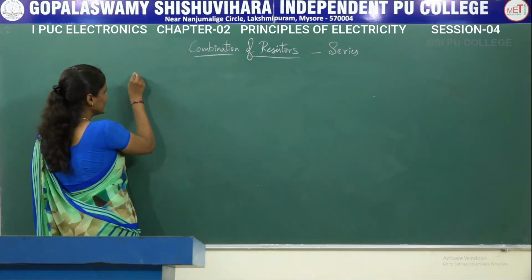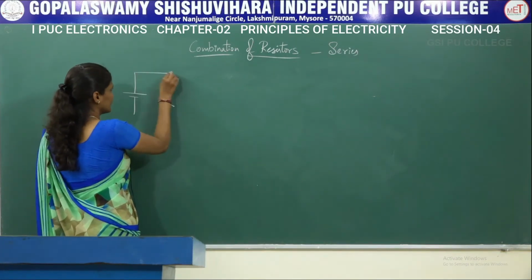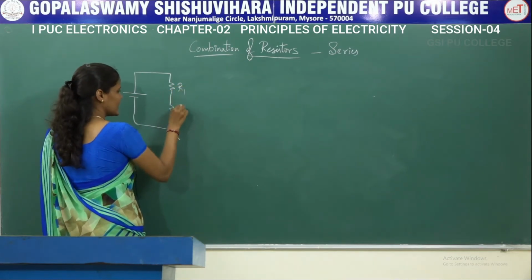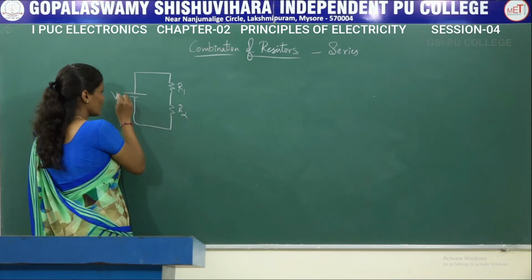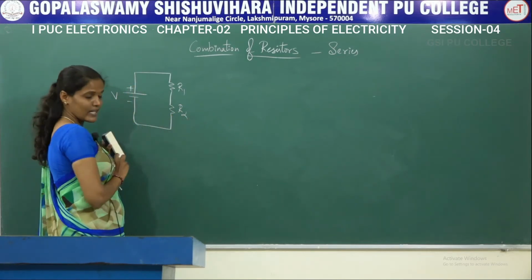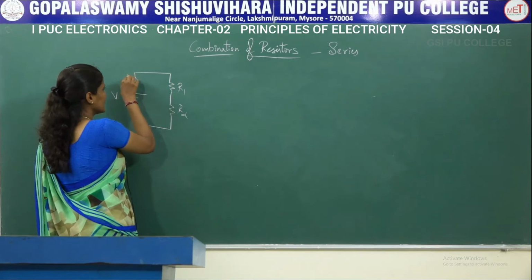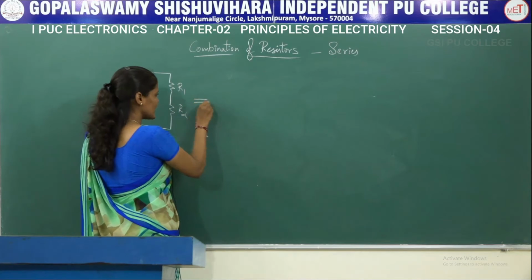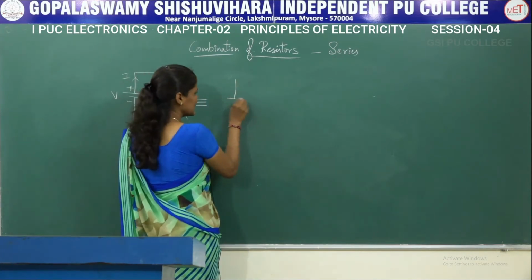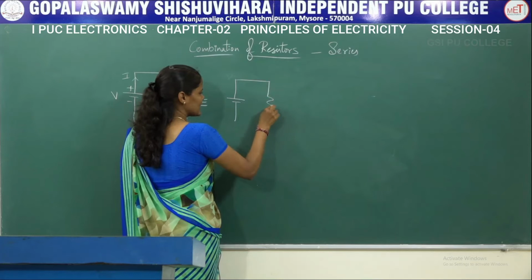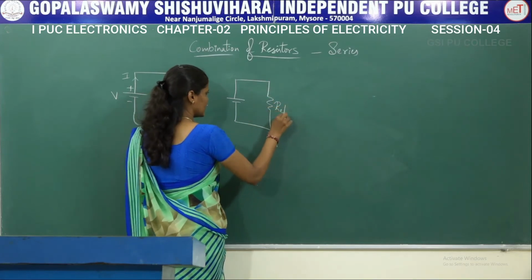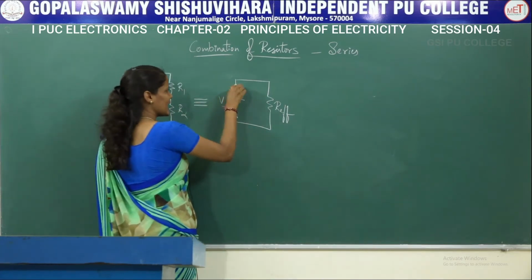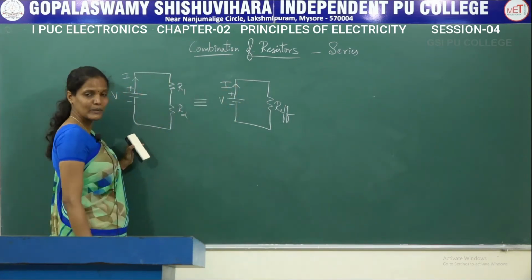Let me consider only 2 resistors, R1 and R2, which are connected in series across the voltage source, which will be denoted by V. Here the current will be flowing. Let me denote that current by I. In place of these 2 resistors, I have to write a single resistor whose value is equal to R effective. The same V is applied here, and the same current I flows through that resistor.